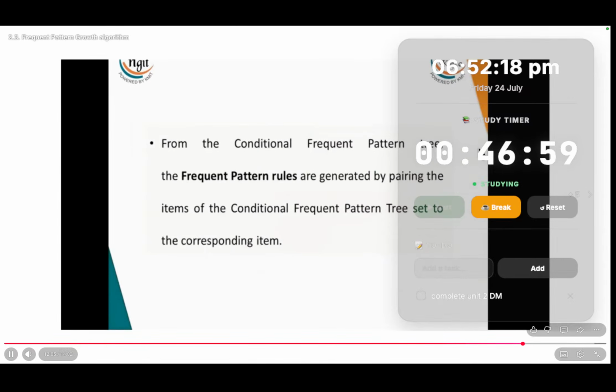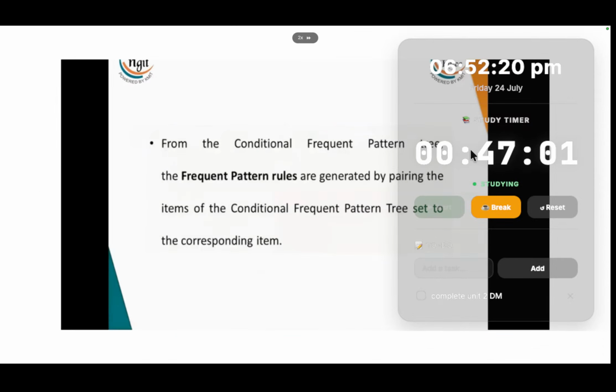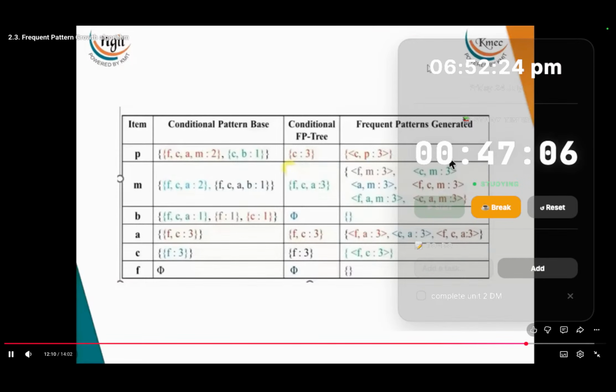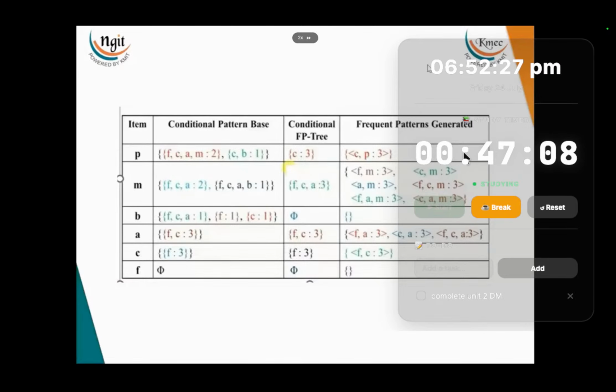Now we will generate the frequent pattern rules. From the frequent pattern tree which we got, we can generate the frequent pattern rules using this pattern tree. Using this conditional FP tree, we can generate the frequent patterns. When you look at the first node P, what is the conditional FP tree it is having? So it is having an item C with a frequency 3. So C and P are the frequent patterns that are generated.